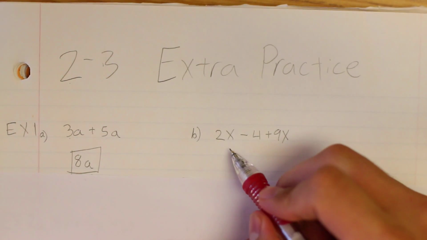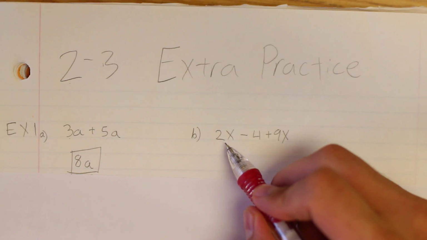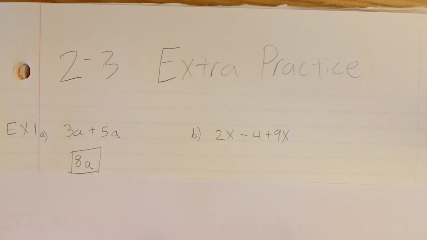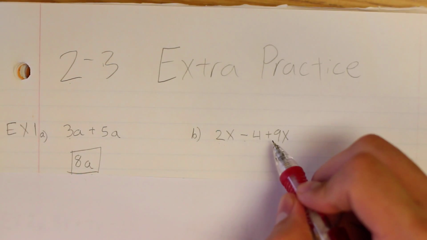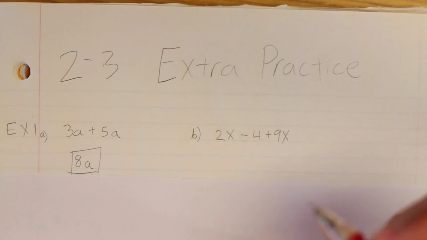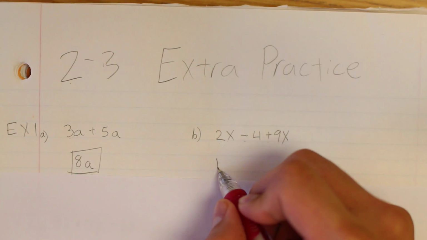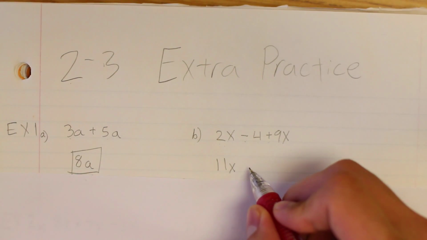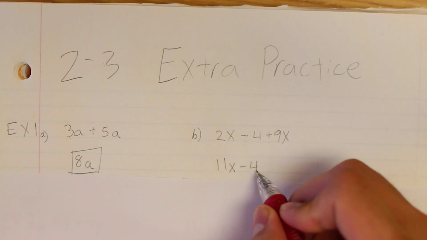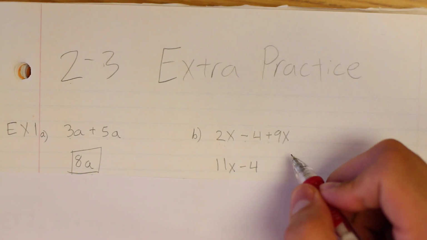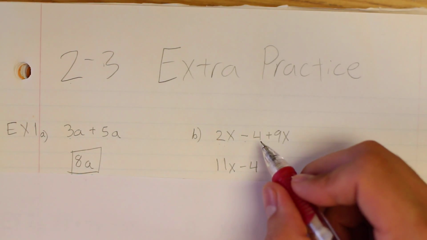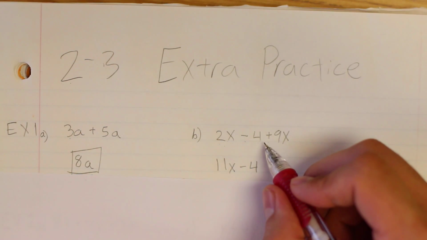Over here we have 2x minus 4 plus 9x. Okay, so I have 2x plus 9x. That's going to create 11x. The minus 4 just comes on down with it. We don't change it or anything. It's a constant. There's no other constants in this problem to combine with it. We only change this if there's other constants, meaning no variables connected to the numbers.